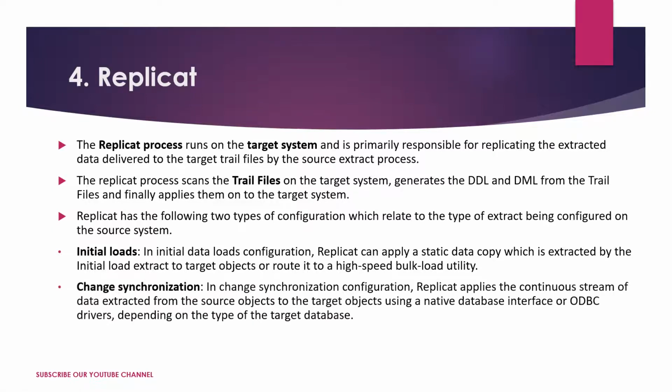Okay, so basically if you are performing an initial load, it will be a direct one-to-one mapping between your extract and the replicate. After that we have the change synchronization. If we are configuring the change synchronization, then in the change synchronization configuration, replicate applies the continuous stream of the data extracted from the source object to the target object using the native database interface or the ODBC drivers.